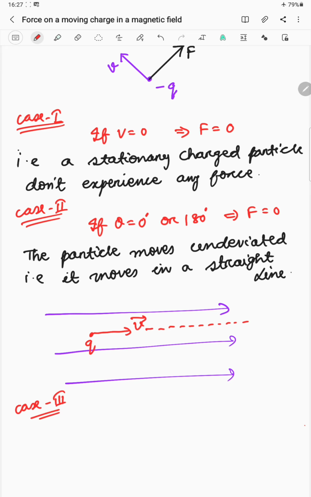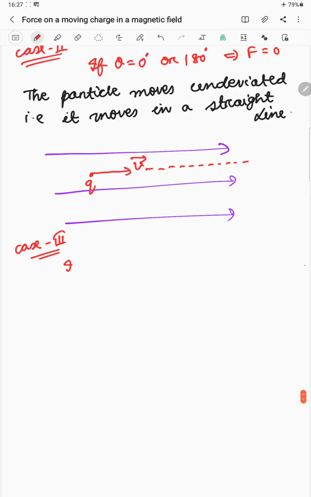Third case. In case 3, if theta is equal to 90 degree, then sine 90 will be 1. So this implies F will be equal to how much? QVB, which is the maximum value. This is the maximum force. Okay, now let us see how it is.